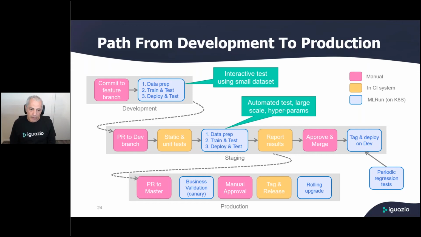Okay, and you have three colors here. One is manual steps. The second one is things that run as part of your CI, your GitHub Actions or Jenkins and so on. And the blue is the things that run on the Kubernetes cluster that runs those serverless engines, essentially the heavyweight computation. So what happens usually is someone creates a feature branch.